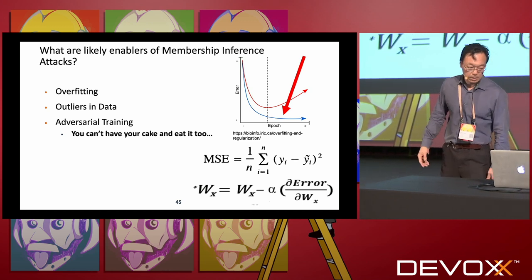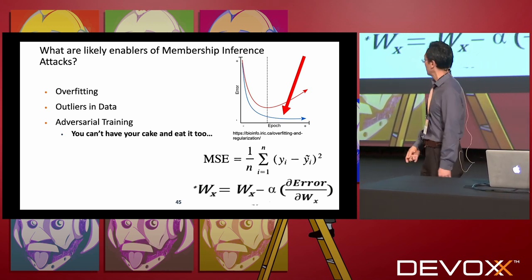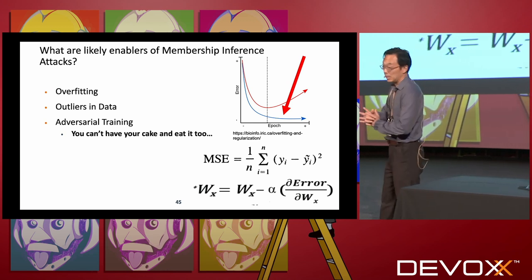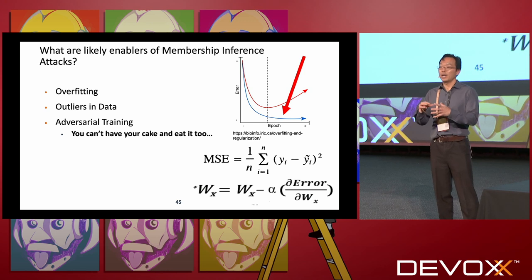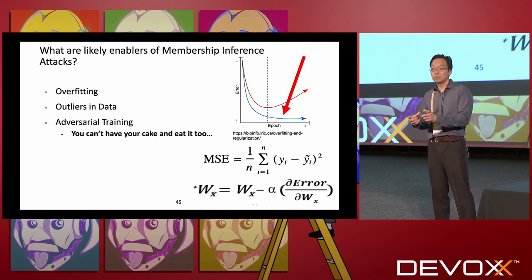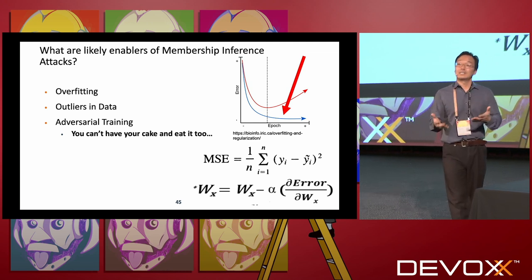And then we have adversarial training. With adversarial training, we take each one of your inputs and apply adversarial perturbations to it, and then we run it through again with the correct label. Well, what do you think that does?